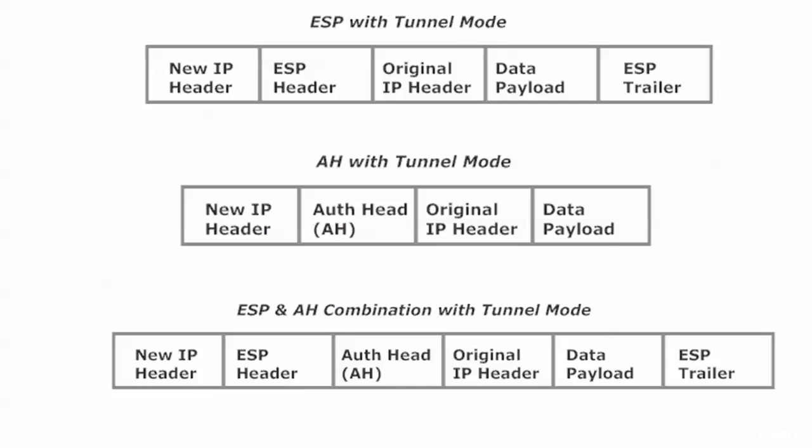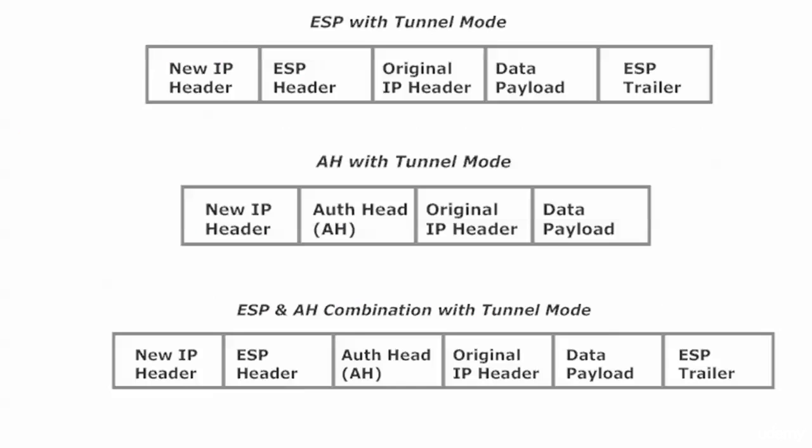Now, ESP with tunnel mode at the top, you see we've got the header and the trailer there encapsulating the original IP header and the data payload. And you've got that new IP header on the very front. Now, AH with tunnel mode, you see the authentication header, the AH, is inserted right in front of the IP header, and there is a new IP header put on as well with the tunnel endpoint addresses.